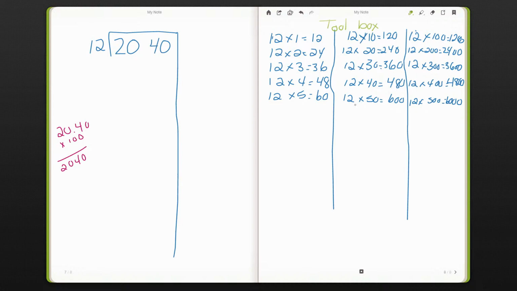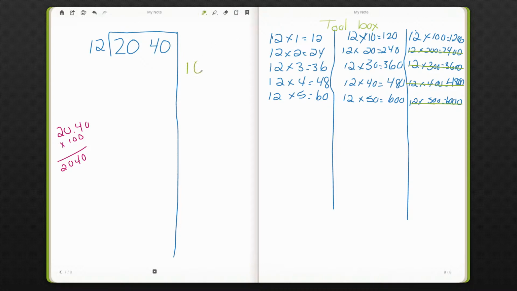These are just some quick facts that I can use for my partial quotient. So I look at my number 2040 and I see which product comes closest without going over. Well, this one goes over, so I'm just going to cross it off. And this one goes over, so I'm also going to cross it off, as does this one. And this one is also too much. So I notice that 12 times 100 equals 1,200.